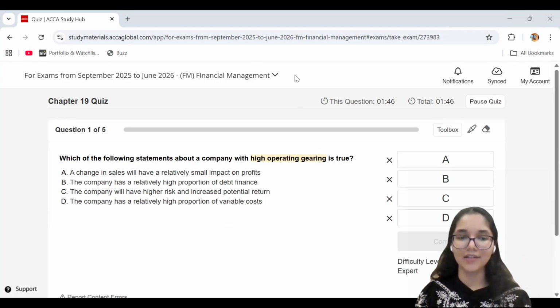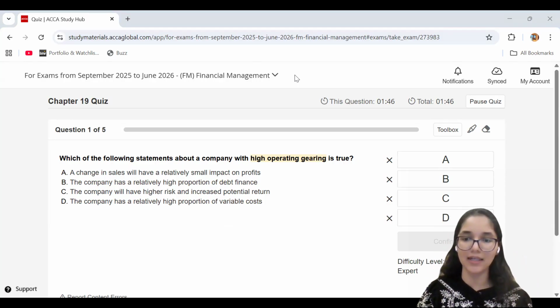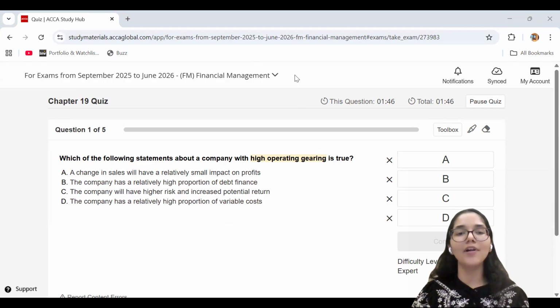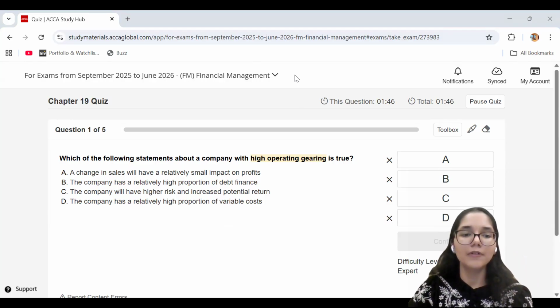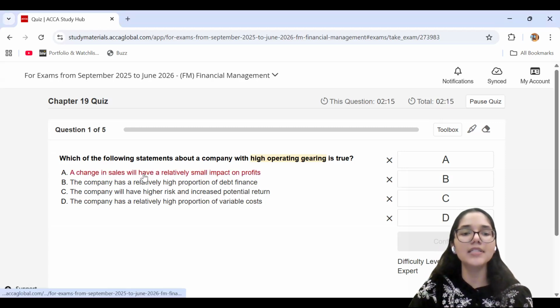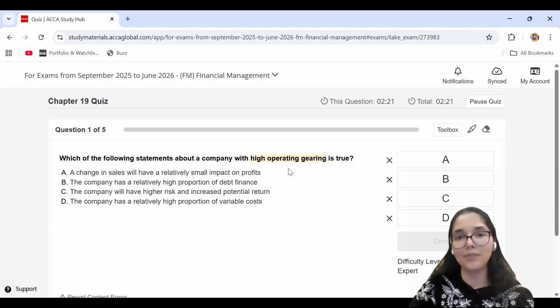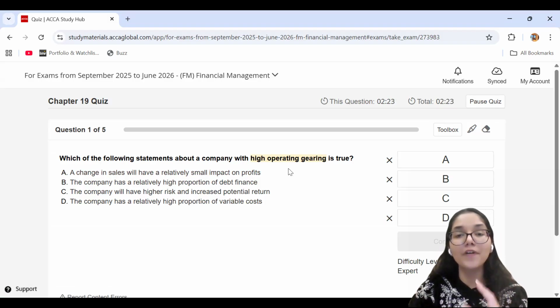It's all about debt. So any option which pertains to debt, which is option B, you can eliminate, because we are talking about operating gearing and not financial gearing. Operating gearing, we have learned, is all about the fixed cost. So the more the fixed cost, the more the operating gearing. So it is the first option that you see over here that is telling you change in the sales will have a relatively small impact on profits. If a business has a high operating gearing, that means the business has high fixed costs.